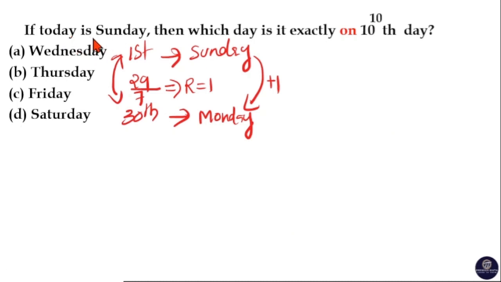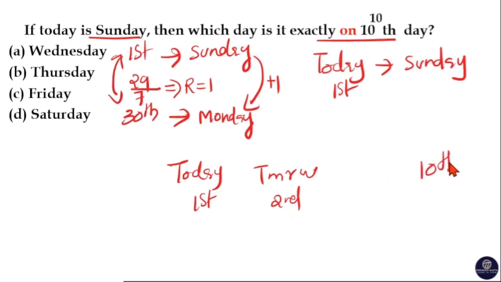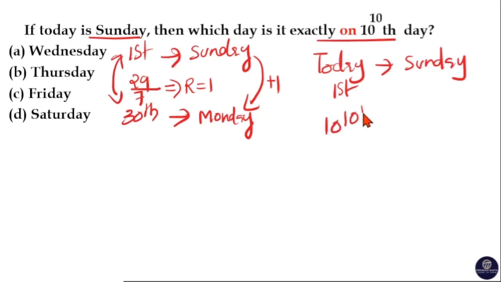Now, if today is Sunday, what is exactly on 10 raised to 10th day? That is, today is Sunday, which means first day is Sunday. That is, today is the first day here. Note the tomorrow. Tomorrow is second day. Don't consider tomorrow as the first day, because today is already the first day. Then tomorrow is second day. Then we need to find out 10 raised to 10th day.